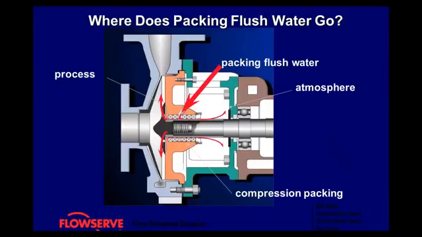Now, where exactly does the packing flush water go? Packing has to be lubricated because it is in contact with the shaft. Usually there's a lantern ring, like we saw in the slide before, where the flush water can be applied. That water has to leak into either the process or to atmosphere, and that's the way that it can lubricate and cool that shaft.